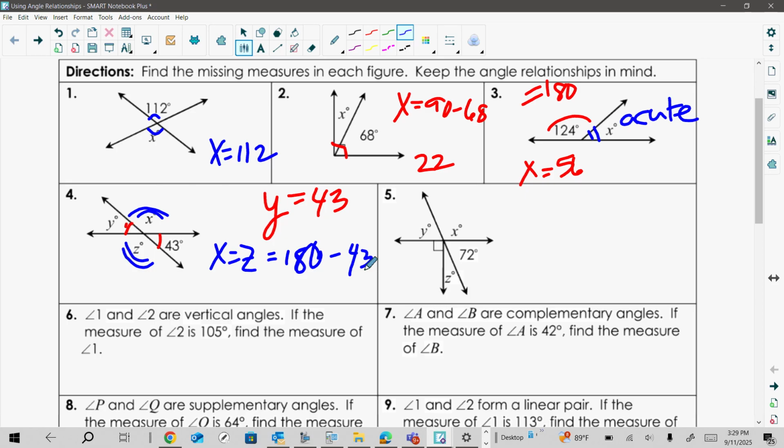So 5 is similar to that. Start with your vertical, then move to a linear pair, and then you have a complementary because you have that box. Because we have this box right here, that means over here is also 90. So to get the z, you would do 90 minus 72.